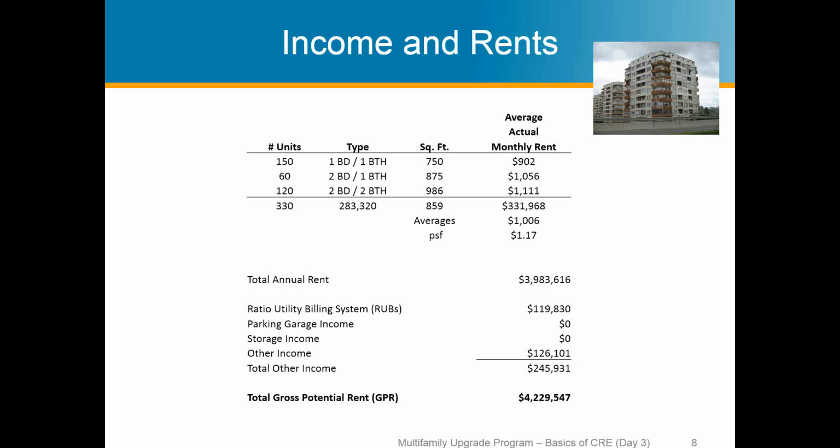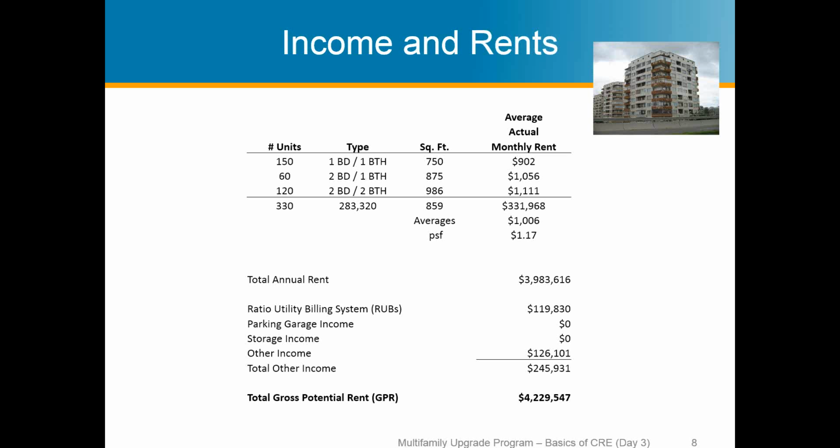Basically, you look at the rent roll. You look at every single lease that's on there for the 1 bedroom, 1 bath, the 2 bedroom, 1 bath, the 2 bedroom, 2 bath, and you take the average of each unit type. So the average 1 bedroom, 1 bath in this instance is we're getting $902 per month in rent. The 2 bedroom, 1 bath is $1,056 a month in rent, and then the 2 bedroom, 2 bath is $1,111 per month in rent.